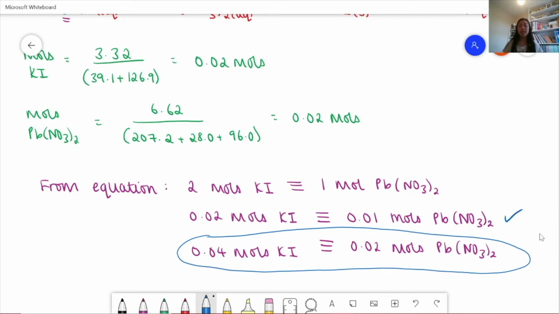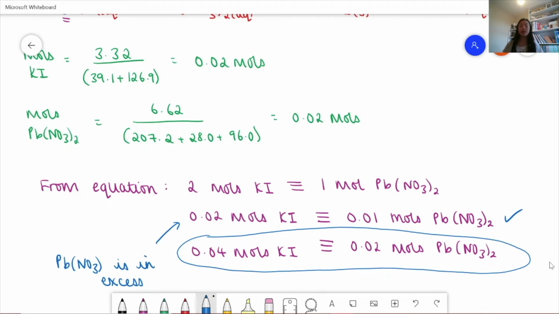So we can also say that the lead nitrate will be in excess, because we actually have 0.02 moles of this lead nitrate, and we're only reacting 0.01, so we'll have some left after the reaction. And so we say that lead nitrate is in excess. So that is the reagent which is in excess.